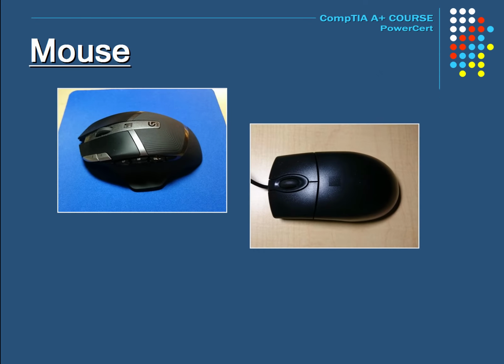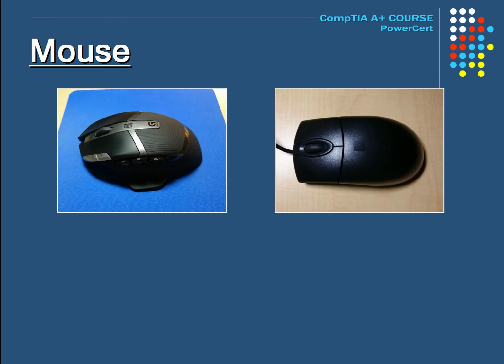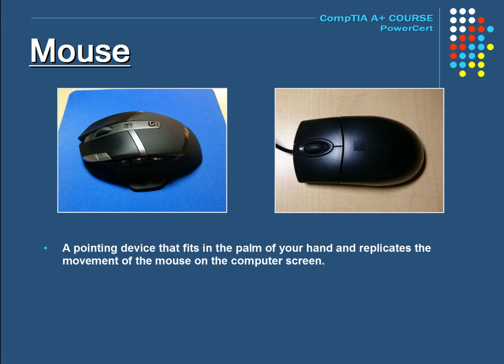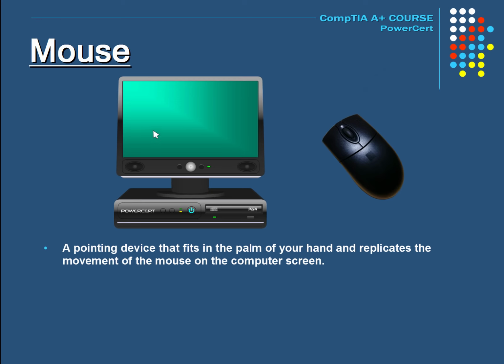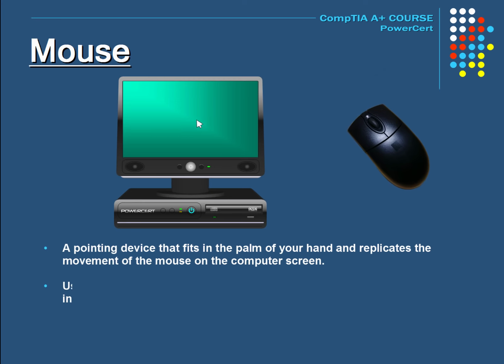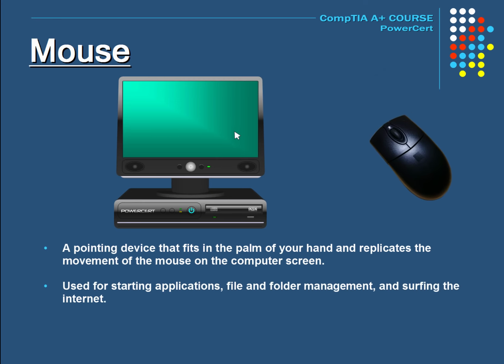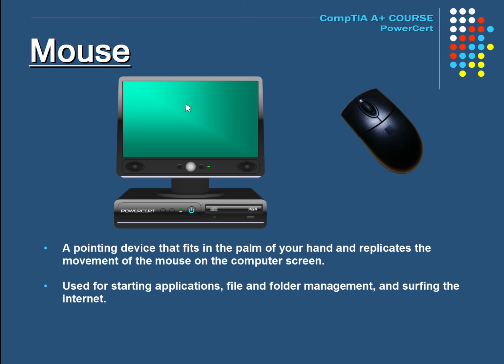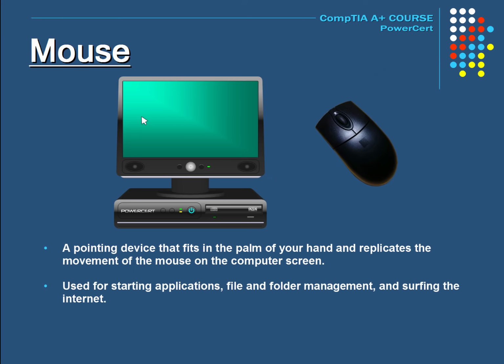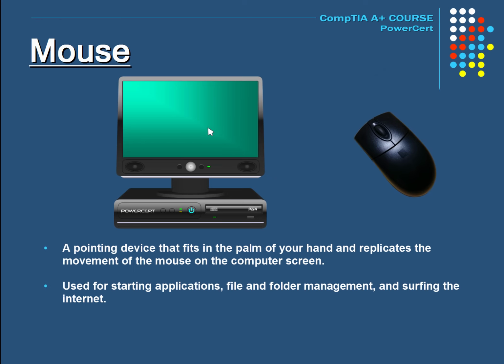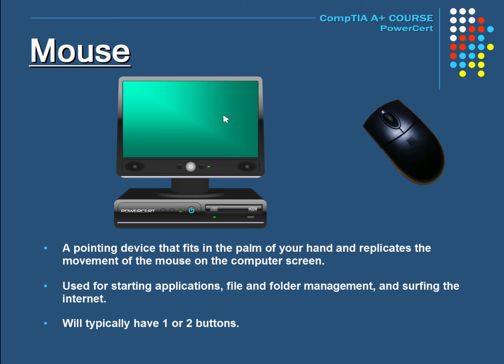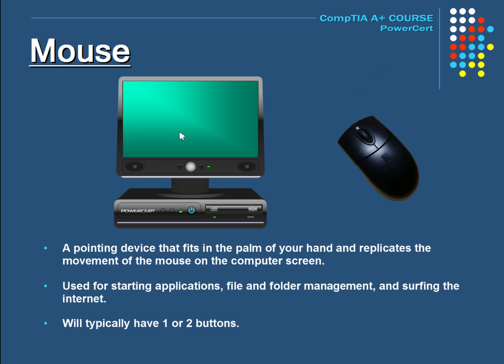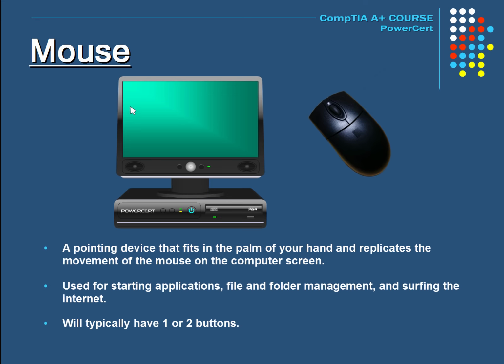A mouse is another basic input device that is used on a computer. It's a pointing device that fits in the palm of your hand and replicates the movement of the mouse onto the computer screen. It's used for things like starting applications, file and folder management, and surfing the internet. A mouse will typically have one or two buttons. A Macintosh mouse will have one button, while a Windows mouse will have at least two buttons.